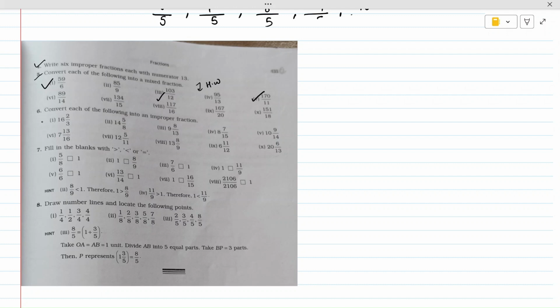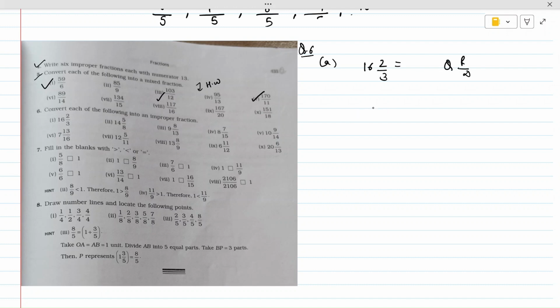Okay. Now coming to sixth question, convert each of the following into improper fraction. What we have to do, we have to make it as an improper fraction. Let us pick the first one. We have 16, 2 by 3. So now kids, if we have to make an improper fraction out of it, what we are going to do is, we have this formula Q R by D, which represent a mixed fraction.